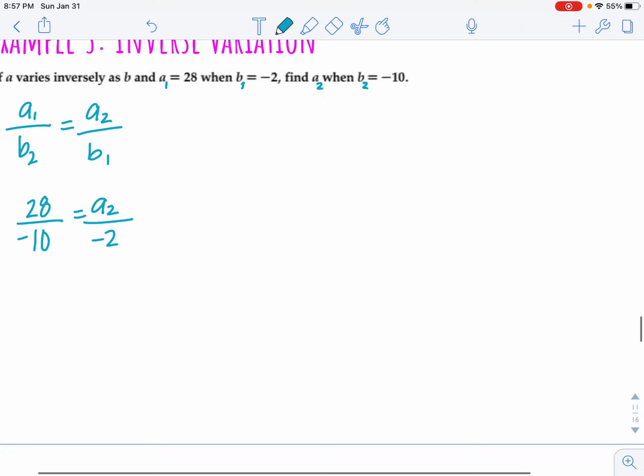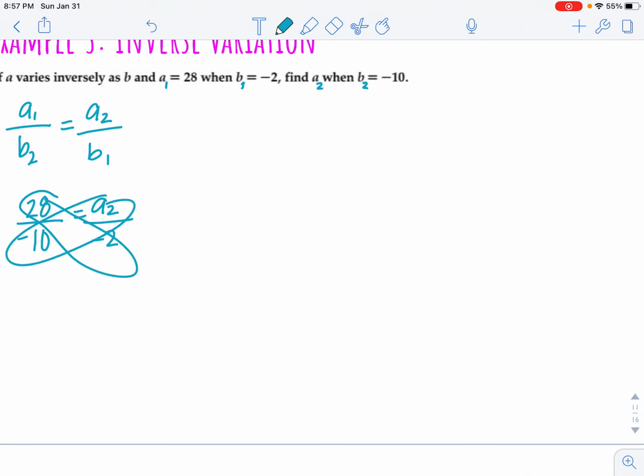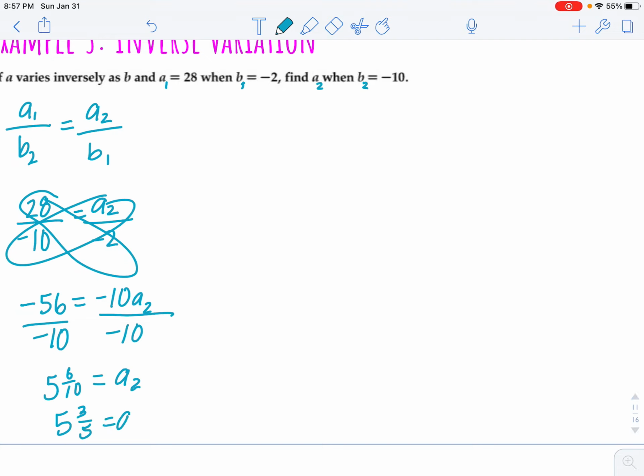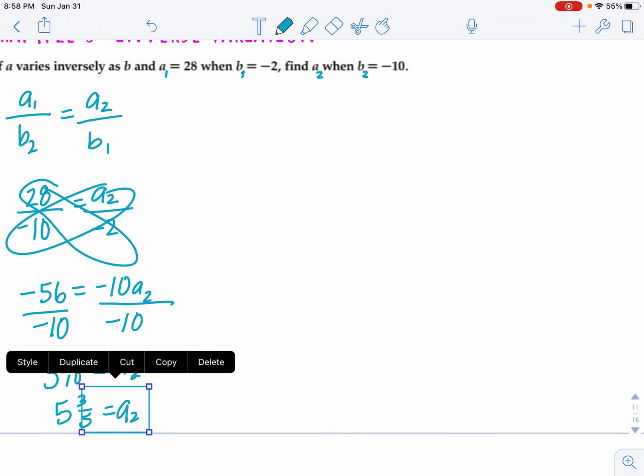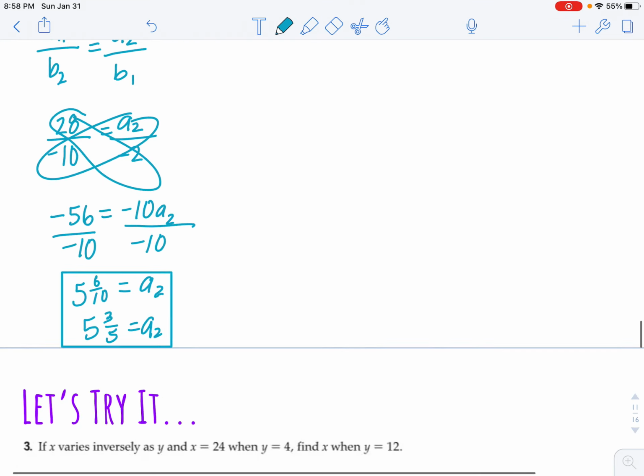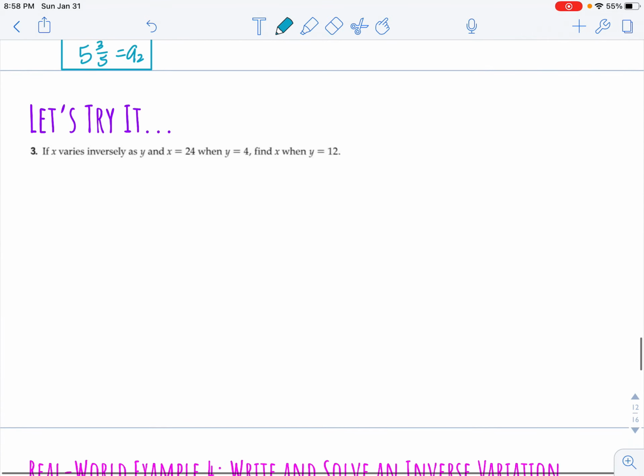So then you would cross multiply. You would get -56 equals -10 a2. Divide by -10, and you would get 5 6/10 equals a2, which is actually 5 3/5. And there you have your answers. So I'd like you to try number 3 on your own, please.